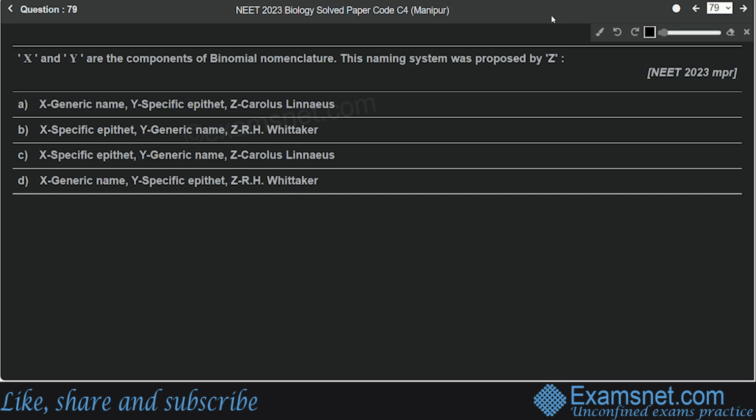Question number 79 is from the living world, and the question is X and Y are the components of binomial nomenclature. This naming system was proposed by Z. Okay, so we know that in case of binomial nomenclature, the first part, that is X, is the generic name. It represents the generic name of the organism, whereas the second part Y represents the specific epithet, the species name.